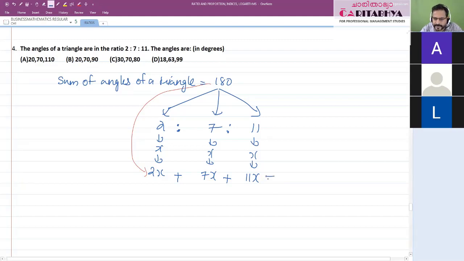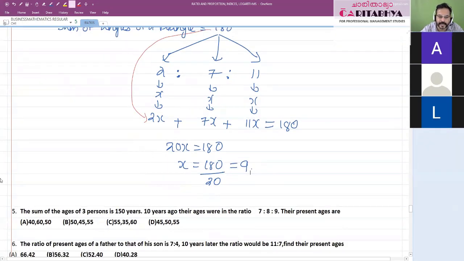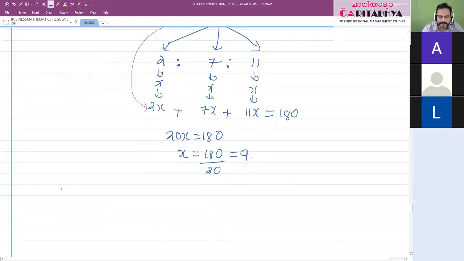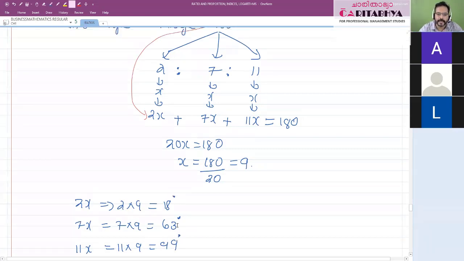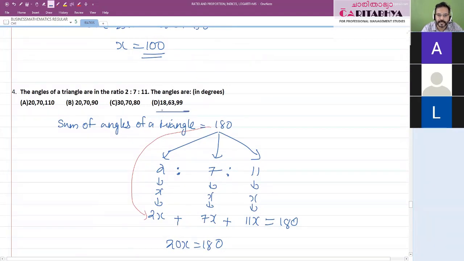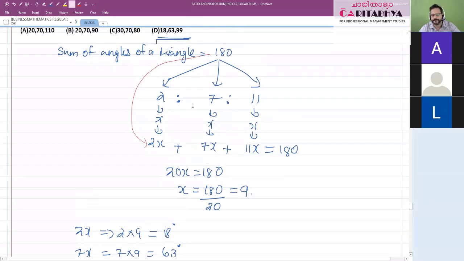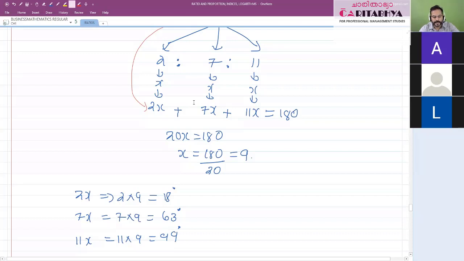So 2x plus 7x plus 11x equal to 180. 2x plus 7x is 9x, plus 11x is 20x, equal to 180. That means x is equal to 180 divided by 20, so 9. The angles are 2x, 7x, 11x. So 2 into 9 is 18 degrees, 7 into 9 is 63 degrees, 11 into 9 is 99. So the actual angles are 18, 63 and 99.